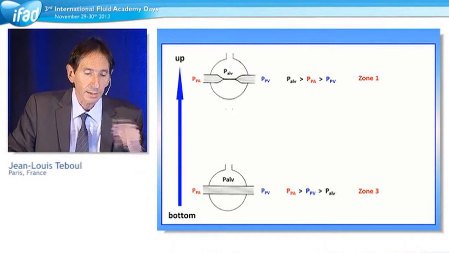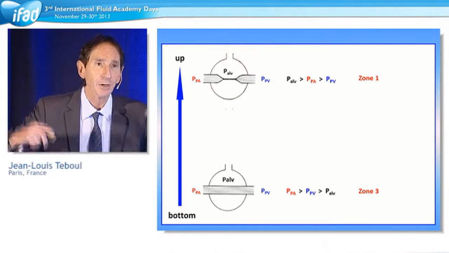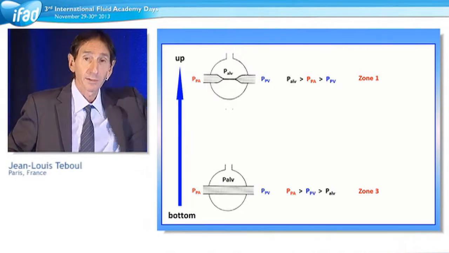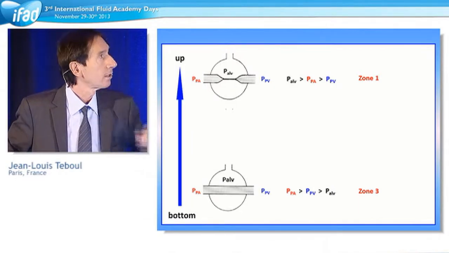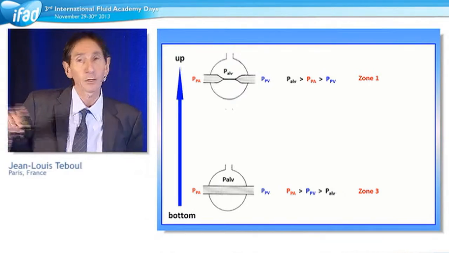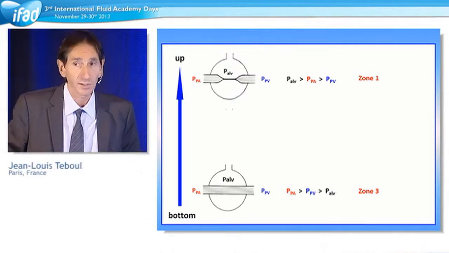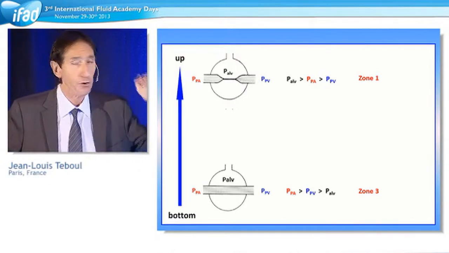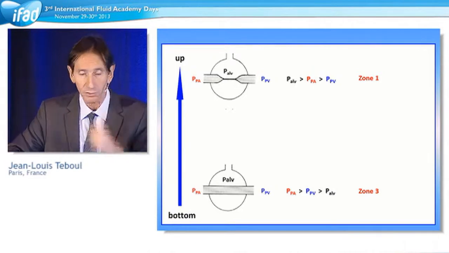In zone 1, the alveolar pressure is higher than the pulmonary artery pressure because of the hydrostatic gradient, which is negative in this situation for the pulmonary arterial pressure, and also higher than pulmonary venous pressure. This is zone 1. There is no flow in this zone, and the resistance by definition is maximal.